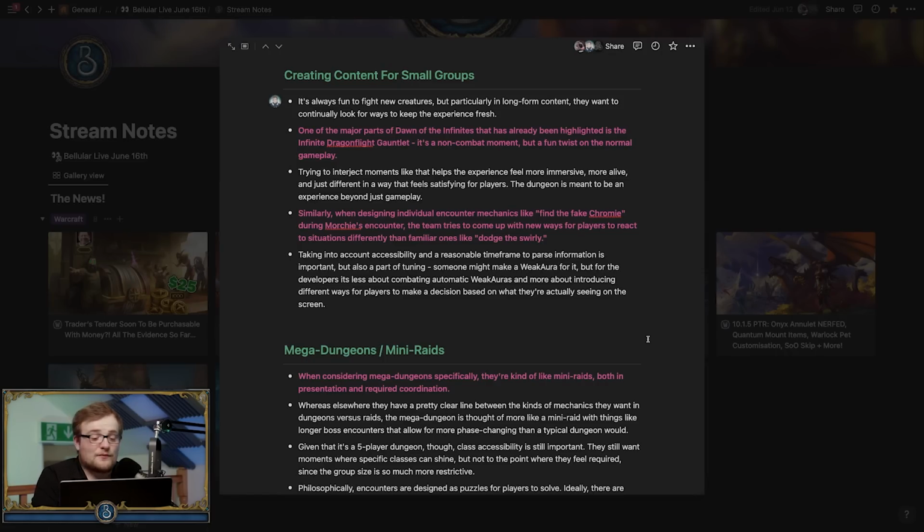That's good. And then when designing individual mechanics, like the find the fake Chromie during Morty's encounter, they're trying to come up with new ways for players to react to situations differently than familiar ones like, dare I say it, dodge the swirly. My favorite part of Sarkareth is? It's the swirlies landing on the Glitter Surge.